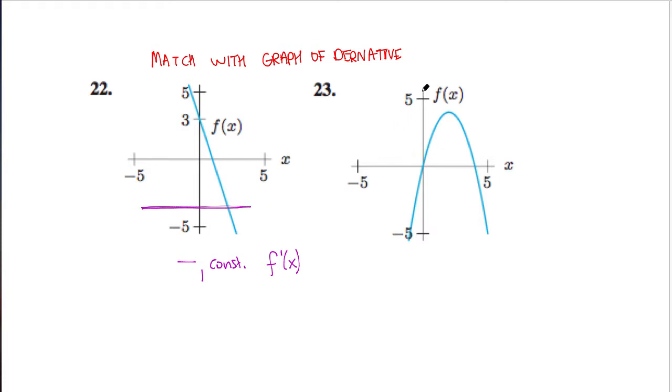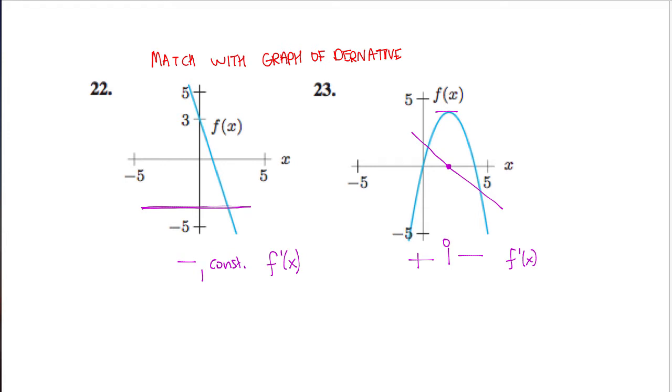For 23, I have a situation where my slope, or my tangent line, is 0, somewhere to the right of the y-axis, and it is negative to the right and positive to the left. So I will have a line that has a positive value to the left and a negative value to the right, which will look something like that.